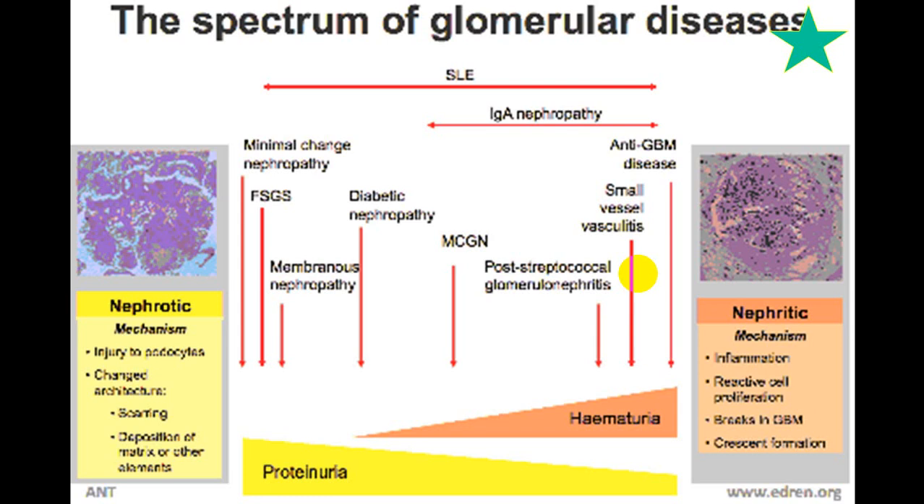The spectrum of glomerular disorders is right from the nephrotic variety to the nephritic variety. The nephritic variety is very common with SLE, anti-GBM disorders, small vessel vasculitis, and post-streptococcal glomerulonephritis, which is because of inflammation, reactive cell proliferation, breaks in the glomerular basement membrane and crescent formation. And this produces more hematuria, less proteinuria. While the nephrotic variety is because of damage to the podocytes and change in the architectural structures, which will produce massive proteinuria and less hematuria.